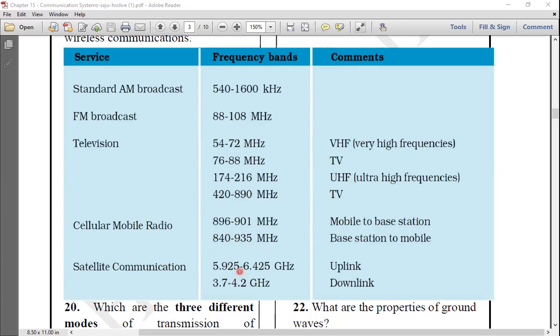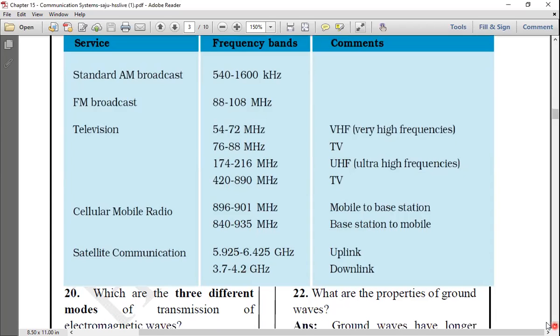Satellite communication: 5.965 to 6.425 gigahertz is uplink, and 3.7 to 4.2 gigahertz is downlink, meaning from down to up and up to down. Okay, got it?